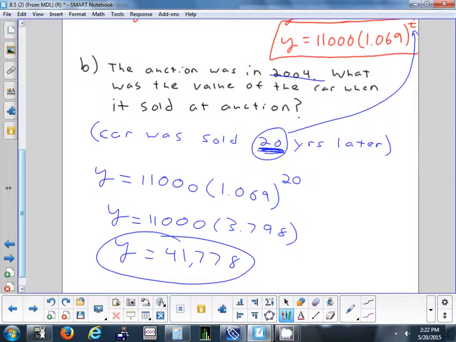Now this is assuming that the value of the car went up every single year. That doesn't always happen. Sometimes the value goes up a little bit, then it goes back down, then it goes up again. We're trying to make it as simple as possible.